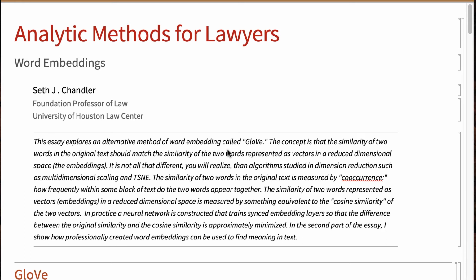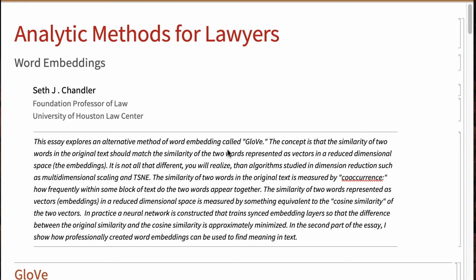And the idea is that the similarity of two words in the original text should match the similarity of the two words when you represent them as vectors in a reduced dimensional space. Those are the embeddings. And it's not really all that much different than algorithms we studied in dimension reduction, such as multidimensional scaling and t-SNE.